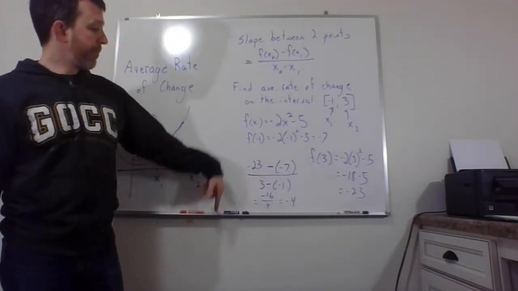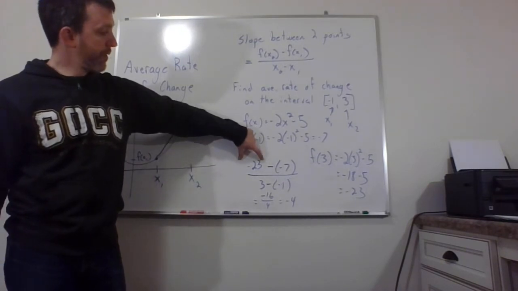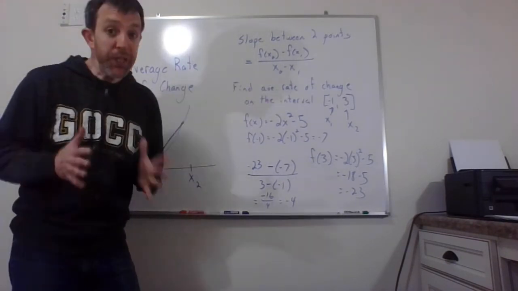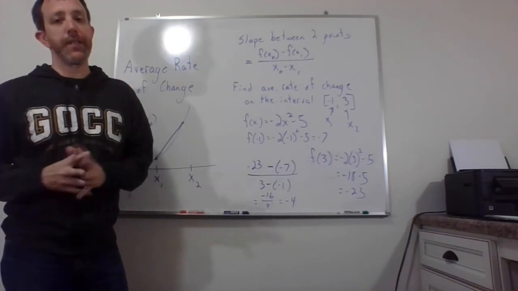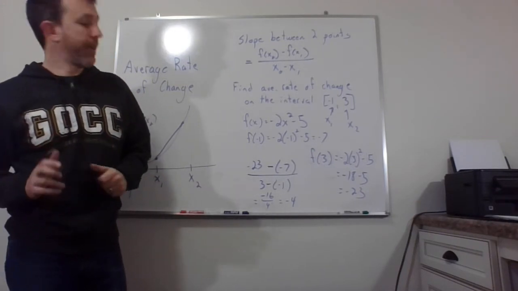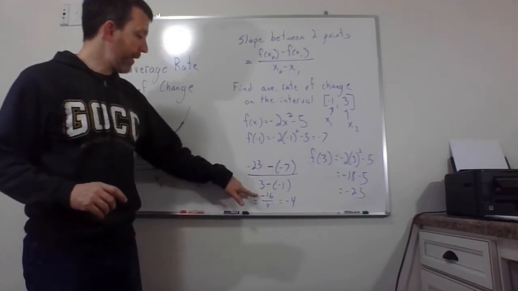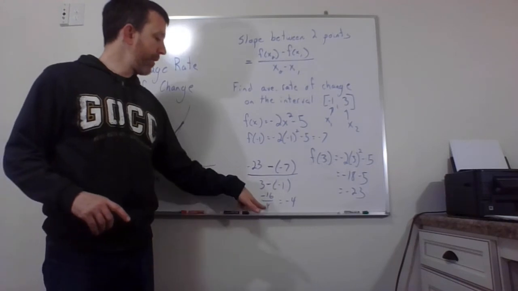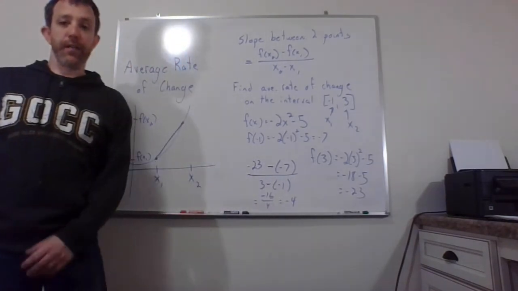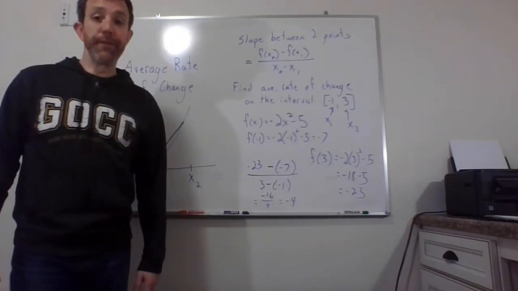And so then I just set up my fraction. F of x2, so the -23, minus, and be really careful with the signs. Those minus signs and negatives are a really easy place to make mistakes, so please be careful. So minus -7 gives me -16 on the top. And on the bottom, 3 minus -1 gives me 4. And so I get an average rate of change here of -4.